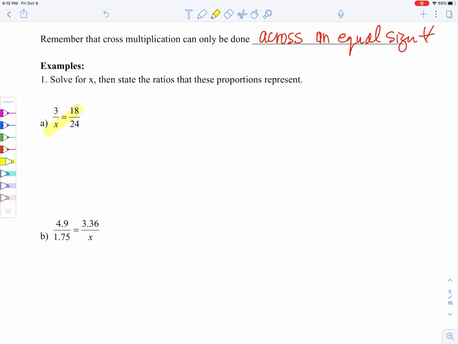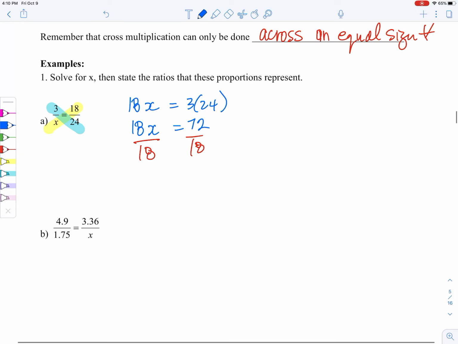So for here, they want us to solve for x. I'm going to do yellow first. So 18 times x is 18x. 3 times 24 is going to be 72. So 18x equals 72. Divide both sides by 18. And I get that x equals 4.